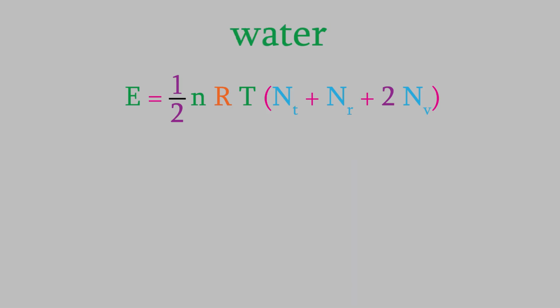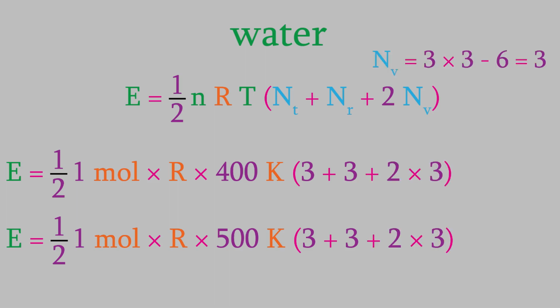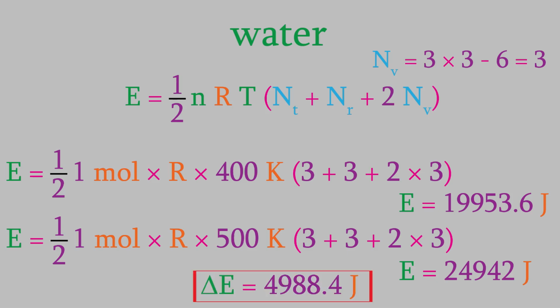Finally, let's try it for water. The number of moles and the temperatures are still the same. Water is a nonlinear molecule with 3 atoms. So, there are 3 translational degrees of freedom, 3 rotational degrees of freedom, and 3 vibrational degrees of freedom. That gives us 19,953.6 joules at 400 Kelvin and 24,942 joules at 500 Kelvin. That's a difference of 4,988.4 joules for water.